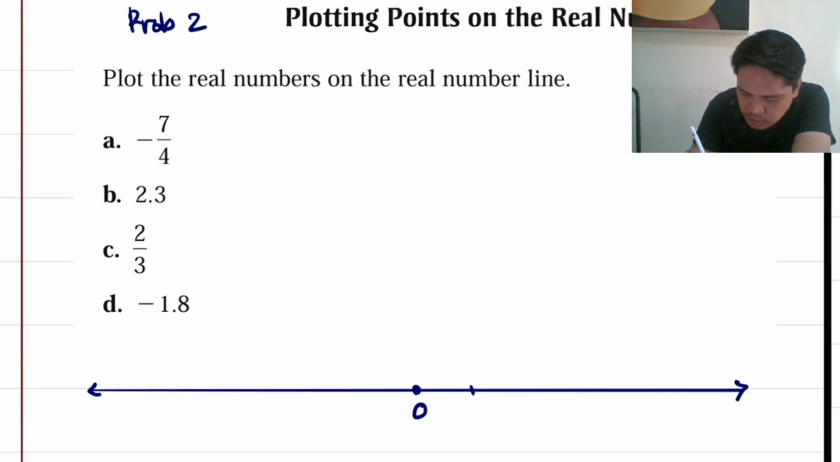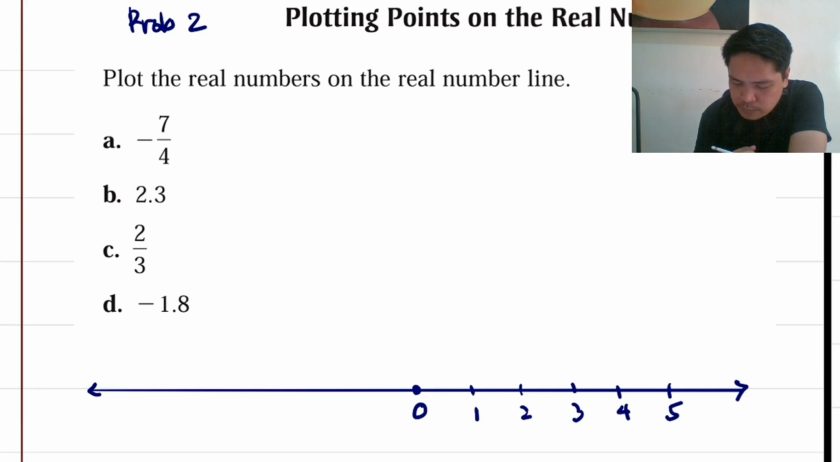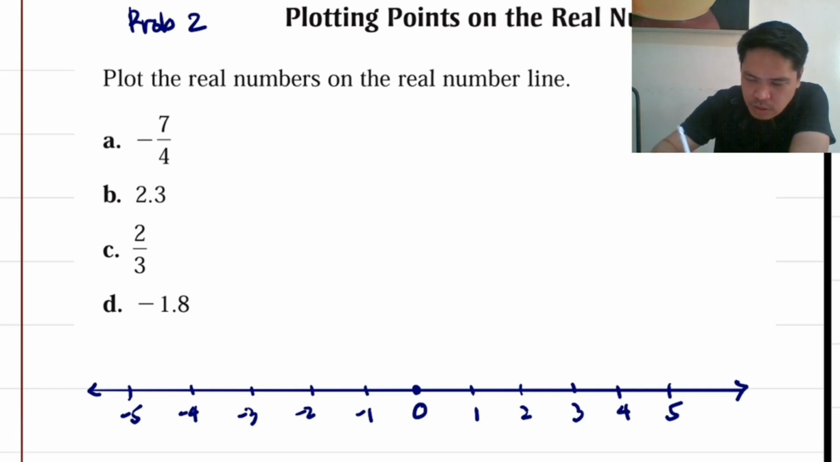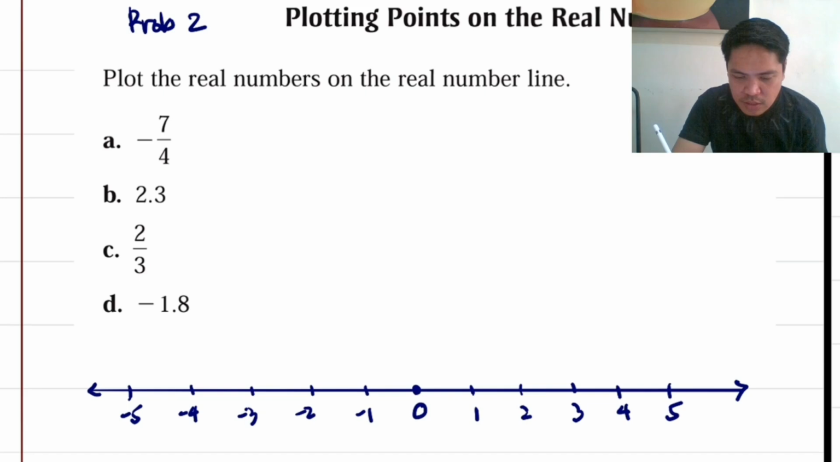Let's say this unit is 1, then 2, 3, 4, 5. To the left of 0 are negative numbers: negative 1, negative 2, negative 3, negative 4, and negative 5. Let us try to plot these numbers on this real number line. Very easy. Let's start with negative 7/4. That's 1 point something, negative, so it is to the left of 0. Let me use my calculator for the exact value. Negative 7/4 is negative 1.75.